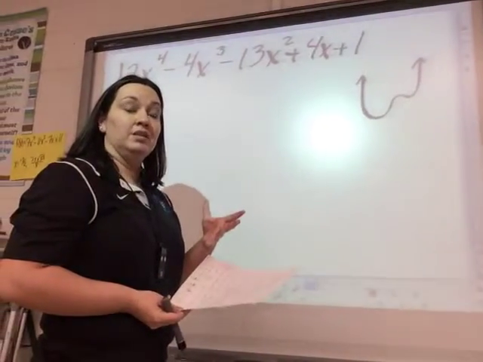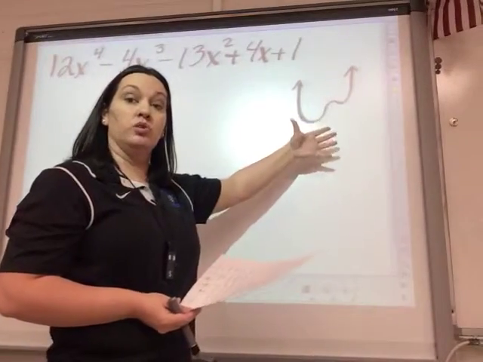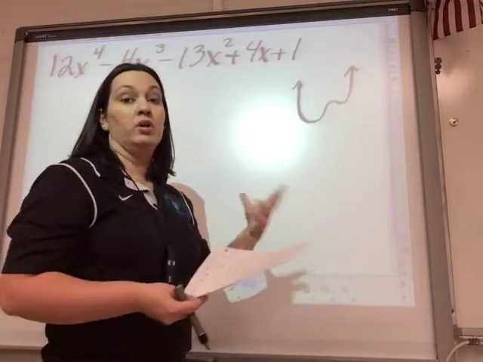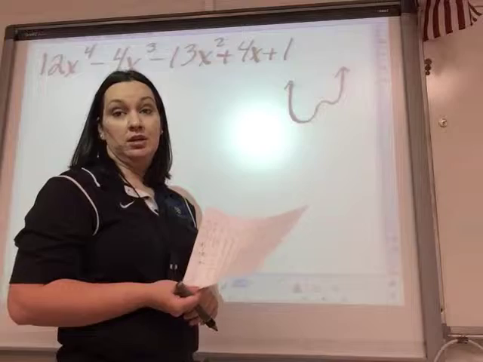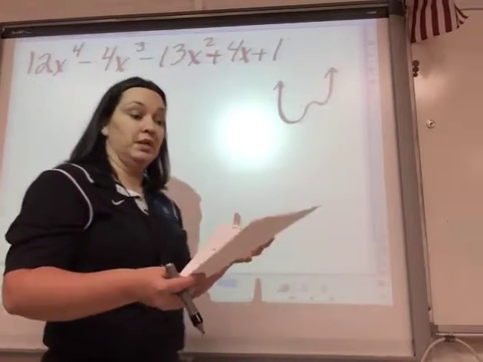My question is whether these 4 solutions, or zeros, or roots are all going to be rational, or if some are going to be irrational, or maybe even imaginary. So we're going to use the rational root theorem to help us understand some of that.